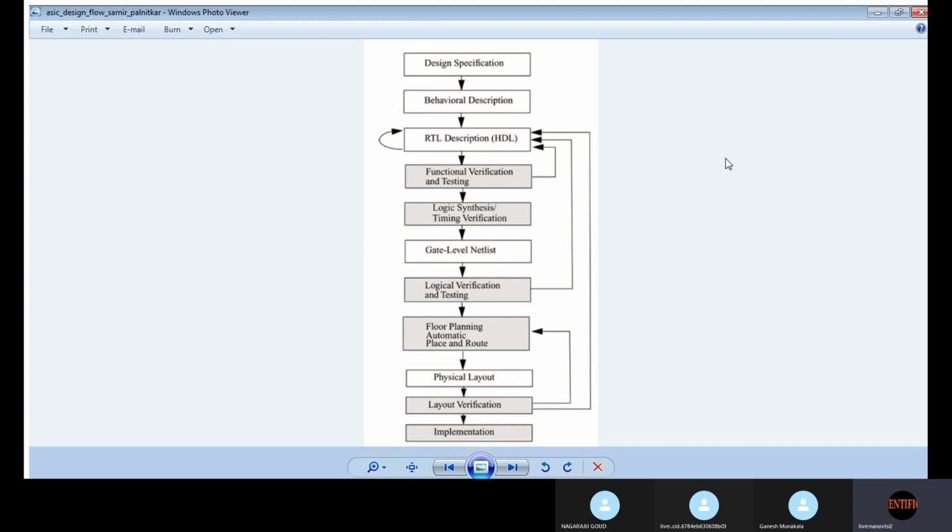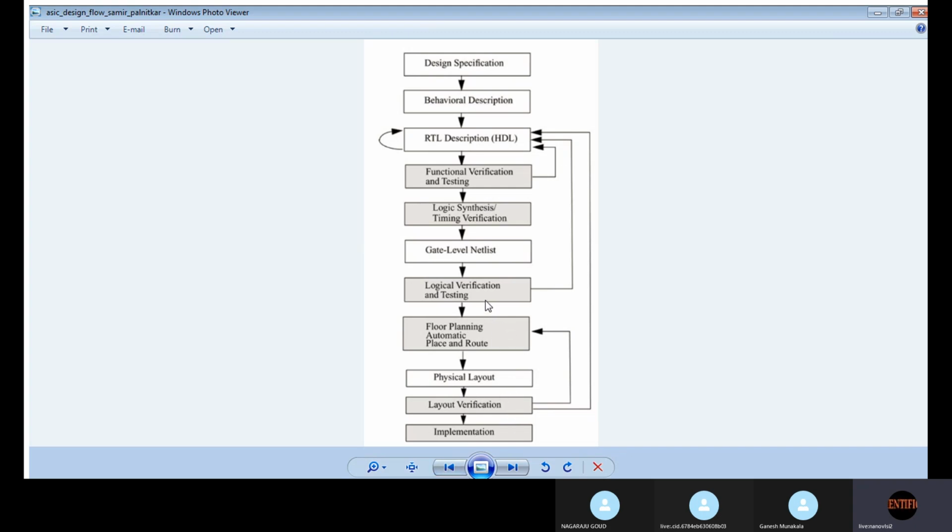Placement is nothing but placing all your components on this given platform, on that particular floor. And you should route, that is, you should give the interconnection between all the components. That is what is called routing. Then physical layout verification and implementation.